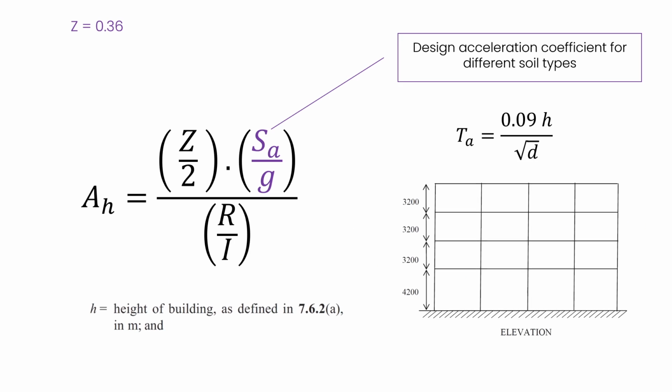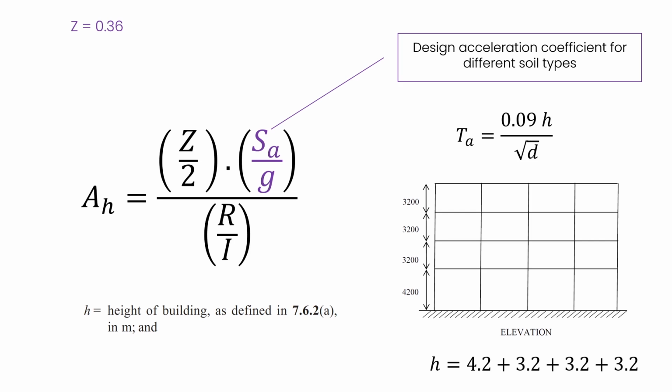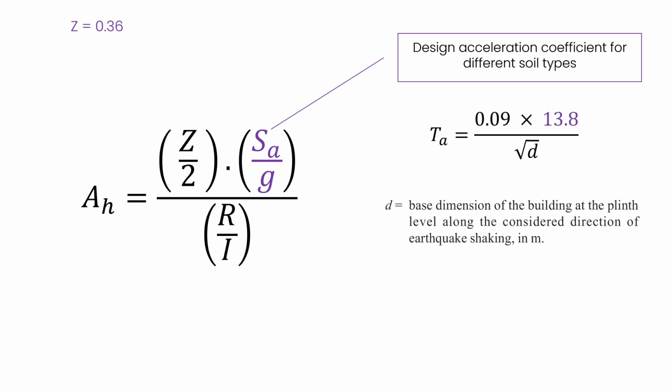Now if you remember our elevation plan, this is the elevation plan of our building. And as you can easily see, the height of the building in this case would be 4.2 plus 3.2 plus 3.2 plus 3.2. Everything is in meter and the elevation shows it in mm. The value of H comes out to be 13.8. So we have done our first part.